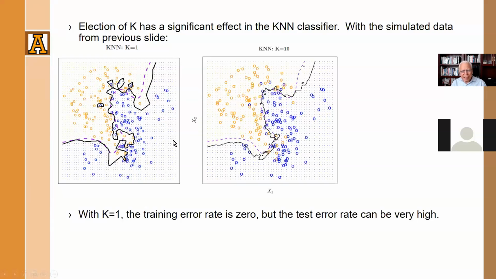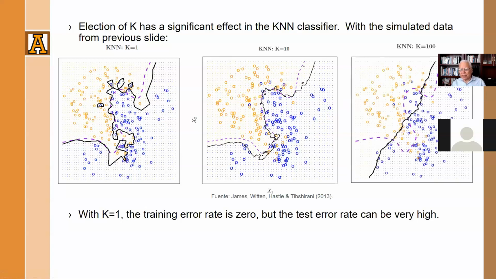Okay. If you choose k equals to 10, it looks smoother. The classifier looks smoother. What you see, the purple dotted lines, are the Bayes classifier. Okay, that's the optimal classifier. So in some sense, it starts getting closer to the optimal classifier with k equal to 10. And if I go to k equal to 100, then I essentially get almost like a straight line.